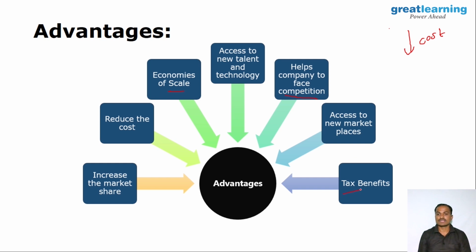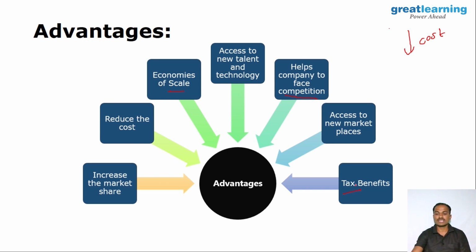and tax benefits. When companies come together, they need not pay tax twice. When they are operating separately, company A and company B, they are supposed to pay 35% or 30% of tax according to the tax laws of the land. But when they come together, they will not pay two times. They'll pay only one time. That is a tax advantage for the business.